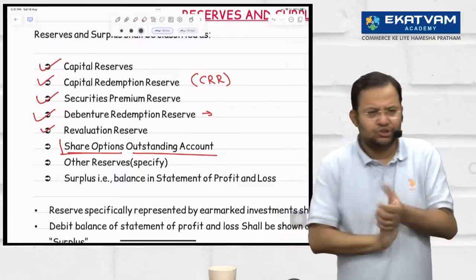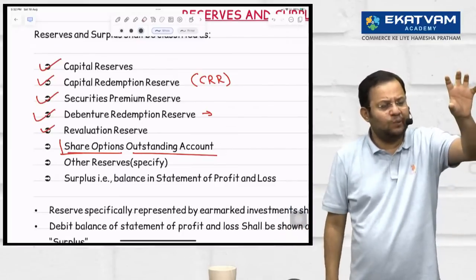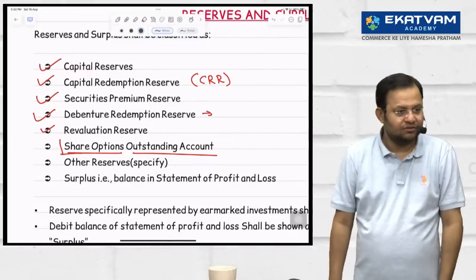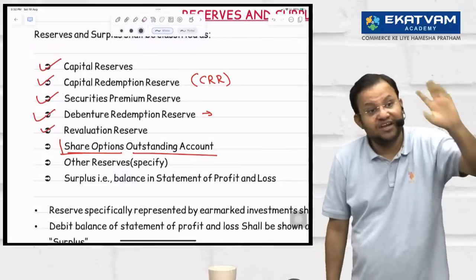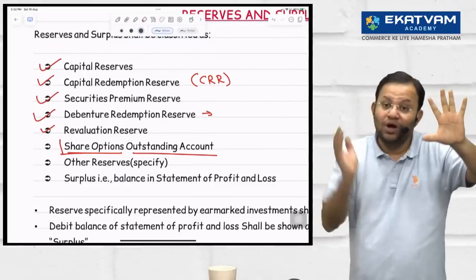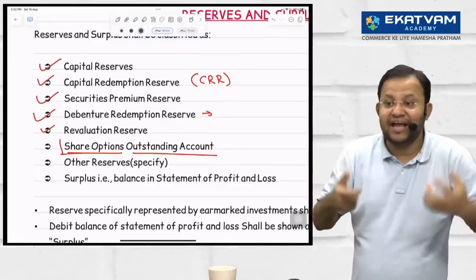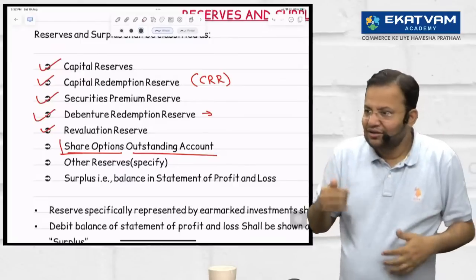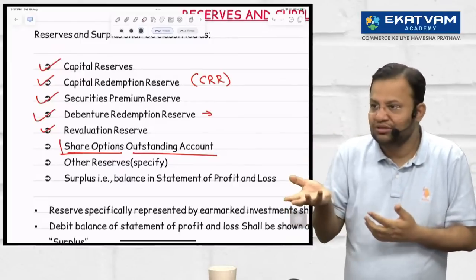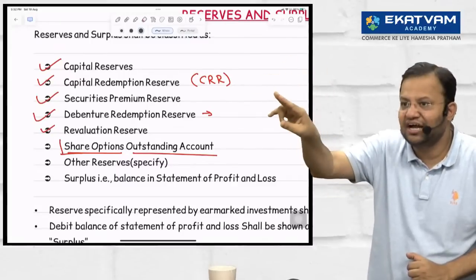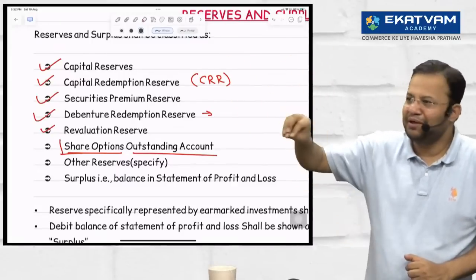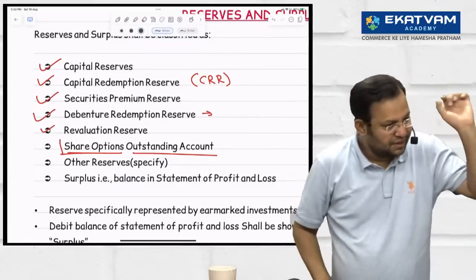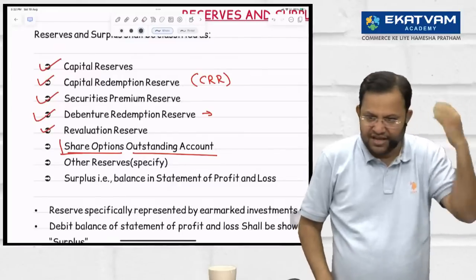When will shares be issued? In future. So on your screen, P&L account debit to options outstanding account. This entry I will pass every year to book the cost. And once option is actually exercised, exercise matlab? Shares issue karna hai. Option exercise matlab shares will be issued. We will pass entry options outstanding account debit to share capital account. Premium पे issue किया तो to premium also. P&L to options outstanding every year.